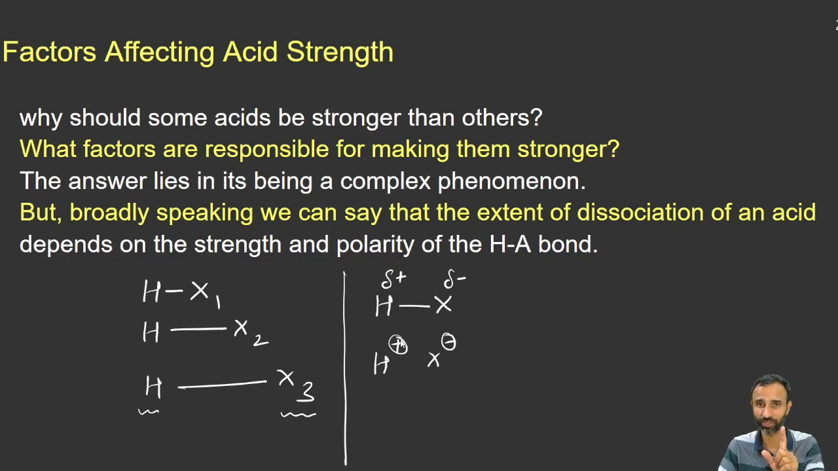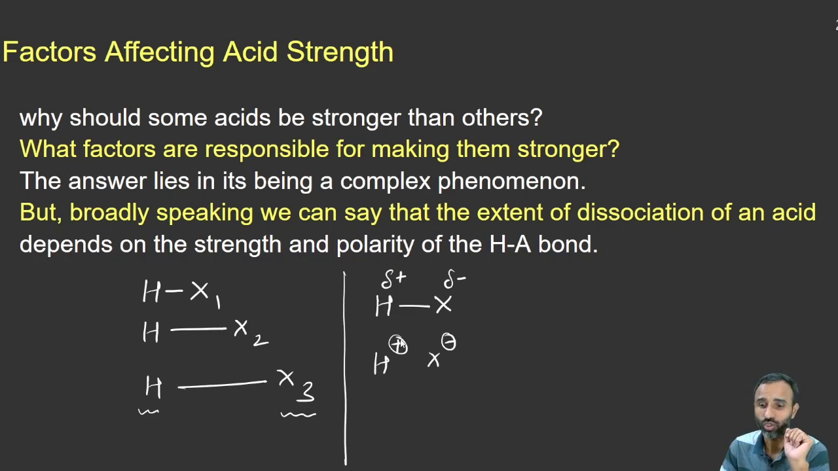I am repeating once again, decrease in bond strength, that will make H plus ion removal easier. Second, increase in polarity of the bond, that will also enhance the removal of H plus ion. In both the cases, acidic strength increases.